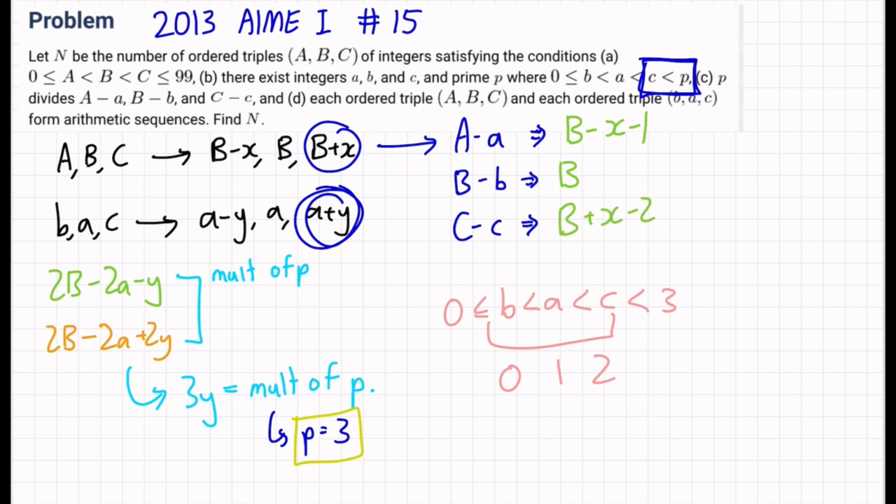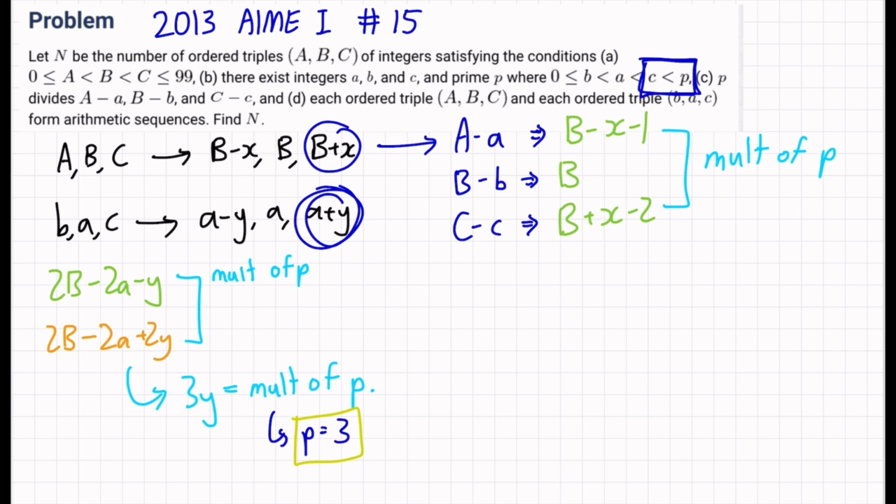Now we know that these three are all multiples of P, and multiples of P means multiples of 3, because we saw that P is equal to 3. So they are multiples of 3. This gives us that, first of all, B is a multiple of 3. Since this is a multiple of 3 and this is a multiple of 3, that means minus X minus 1 must also be a multiple of 3.